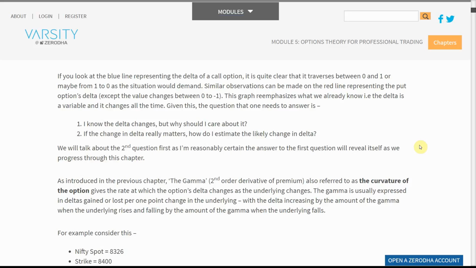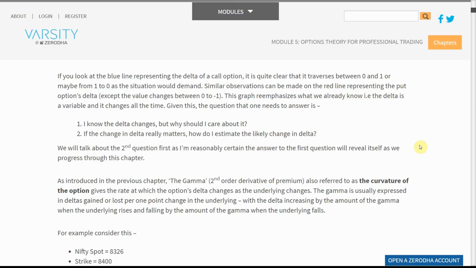Given this, the question that one needs to answer is, I know the delta changes, but why should I care about it? If the change in delta really matters, how do I estimate the likely change in delta? We will talk about the second question first, as I'm reasonably certain the answer to the first question will reveal itself as we progress through this chapter.